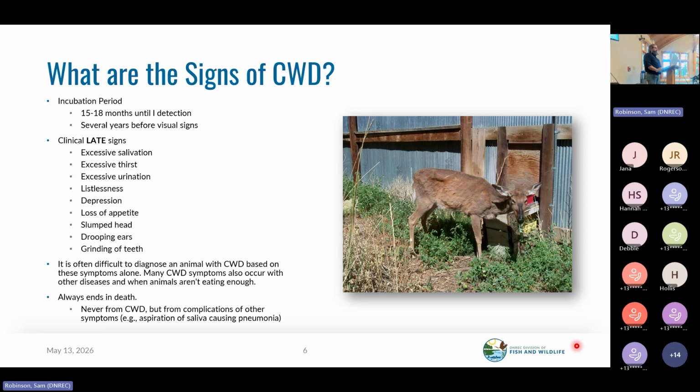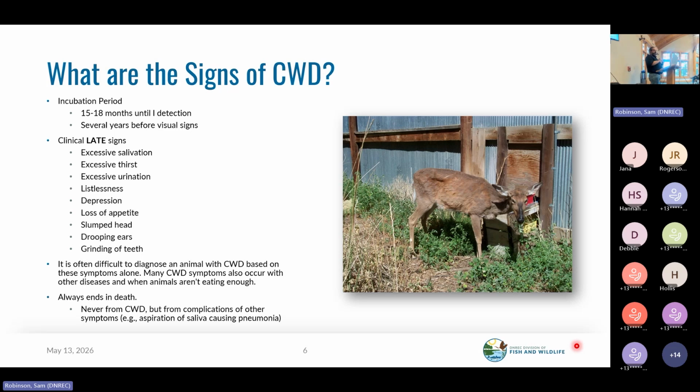The incubation period of CWD is within 15 to 18 months. So once it's in the system, it takes about 15 to 18 months to basically grow. From there, it could be several years before visual signs are seen. Most deer that you see out in the wild, you don't even know have CWD until the late signs, which we have a list of here, the clinical signs of all the things that you'll probably see, if you ever see it for that matter, late signs.